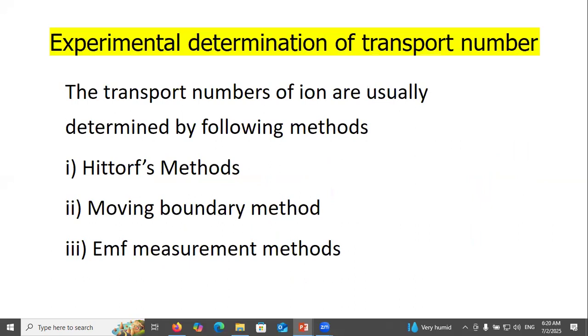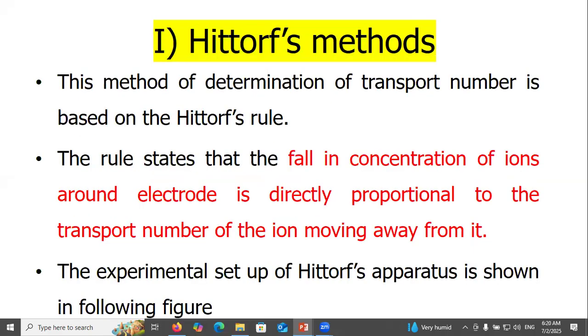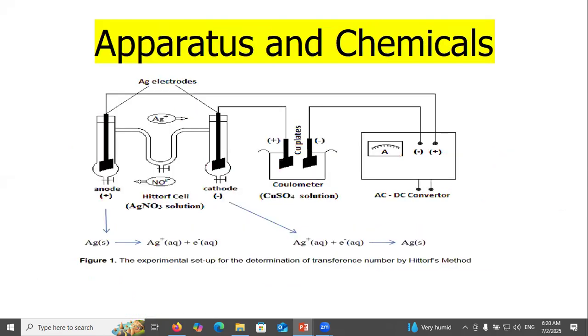Experimental determination of transport number. The transport numbers of ions are usually determined by the following methods: Hittorf's method, moving boundary method, and EMF measurement method. Hittorf's method for the determination of transport number is based on Hittorf's rule. The rule states that the fall in the concentration of ion around the electrode is directly proportional to the transport number of the ion moving away from it. The experimental setup of Hittorf's apparatus is shown in the following figure.